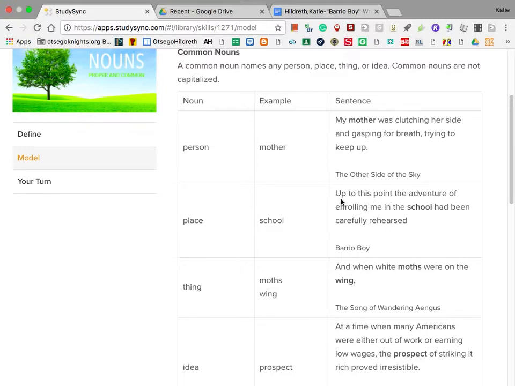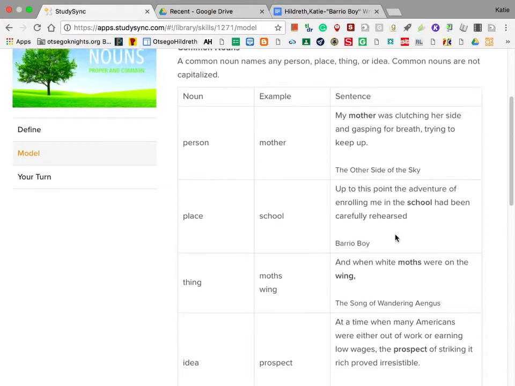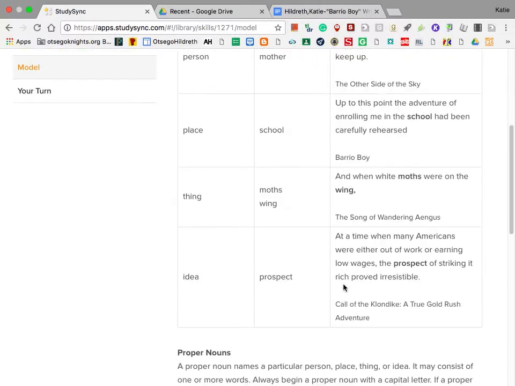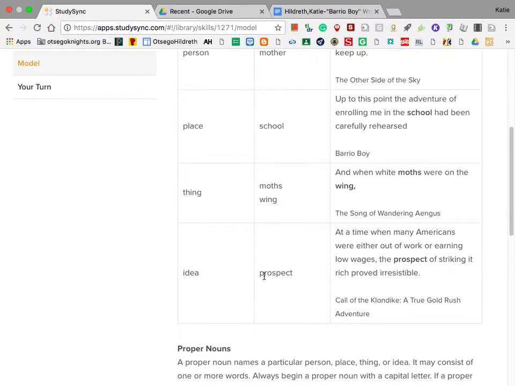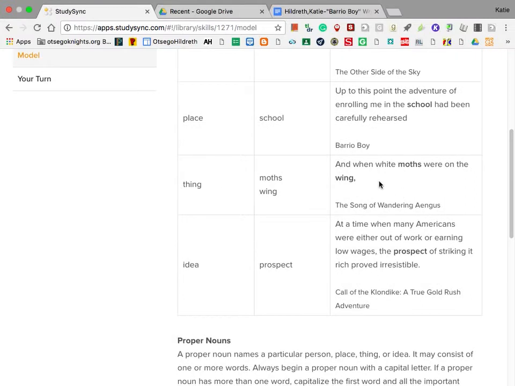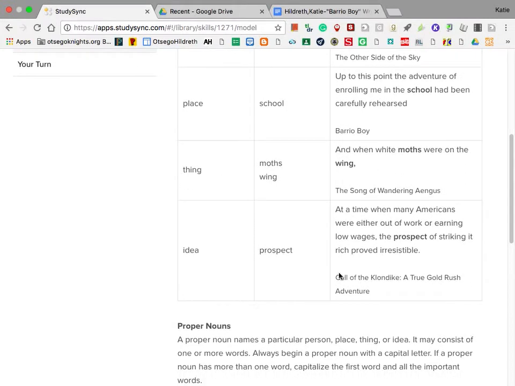So in the sentence, it says, up to this point, the adventure of enrolling me in the school had been carefully rehearsed, okay? Thing, moth and wing are both things. So in this case, and when white moths were on the wing, okay? So they're things, we don't know a specific kind of moth, we don't know if it's a specific kind of wing, and so that's why it's not capitalized, and we call it a common noun.